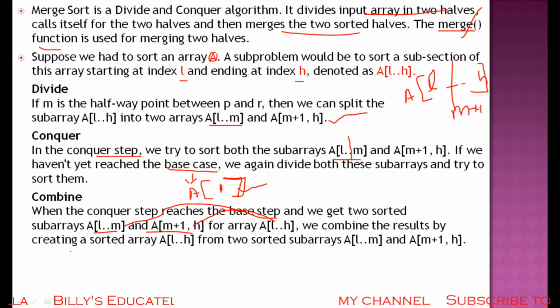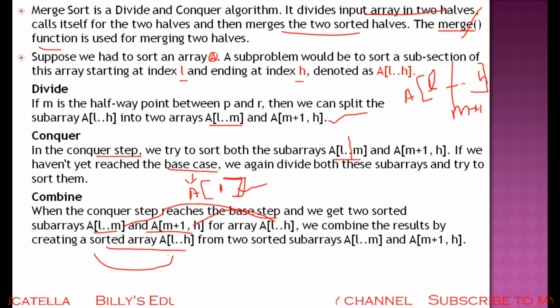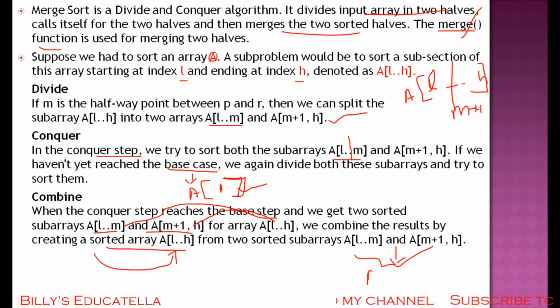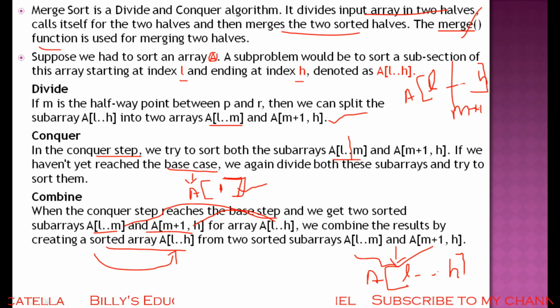We combine the results by creating a sorted array of L to H. Here the results, that means the sorted array elements, will be combined and arranged into an array from lower index to higher index from the two sorted arrays. That means when we divide the array into two halves, they will be combined into a single array, that is array of L to H. I think you understood this very clearly.